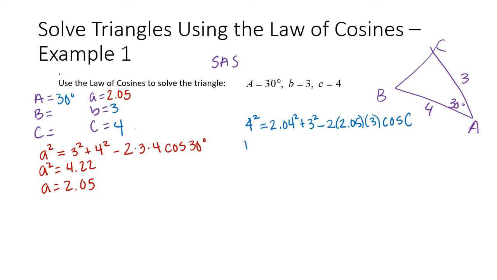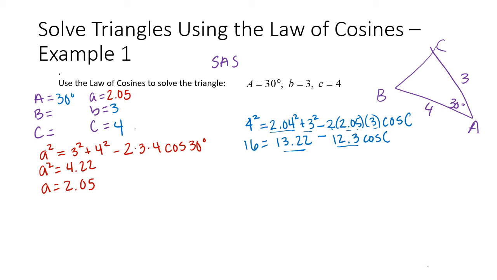So I get 16 equals 13.22 minus 12.3 cosine of C. So all I did is I squared this and added it to 9, which is what 3 squared is, and that's what gave me this number. And then I multiplied 2 times 2.05 times 3 to get that 12.3 number.